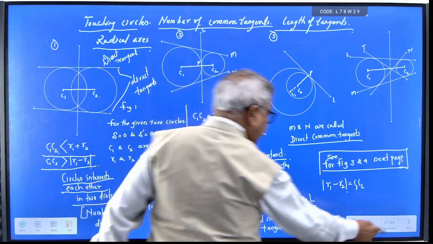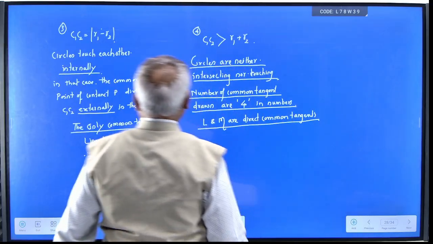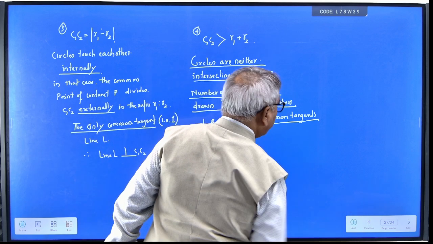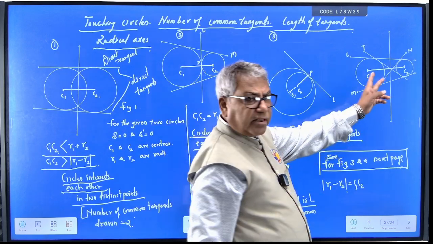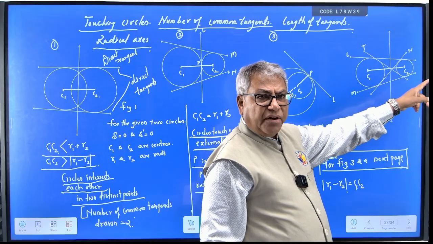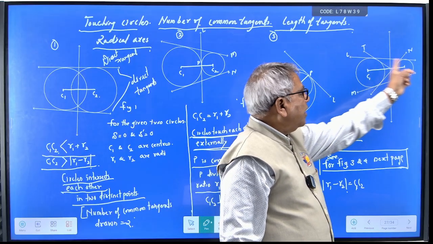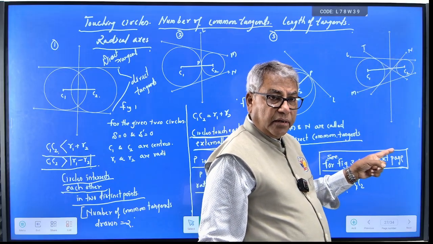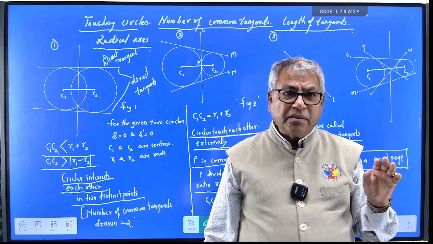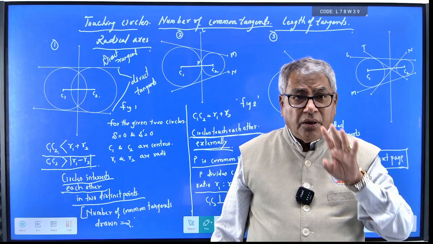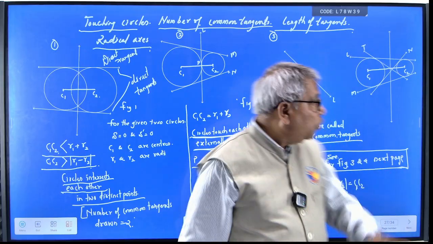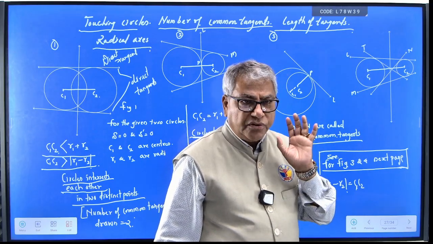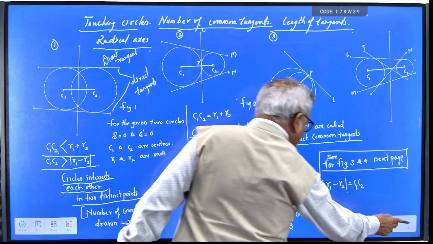So that was internal touching. Now let us consider circles neither touching nor intersecting. See the figure again. These are the circles, neither touching nor intersecting. So what do we have? One tangent, two tangents, three tangents, and four tangents are there. That is the only case where circles are neither touching nor intersecting, and four tangents are there. Out of them, two tangents are called direct common tangents, and the other two are transverse common tangents.